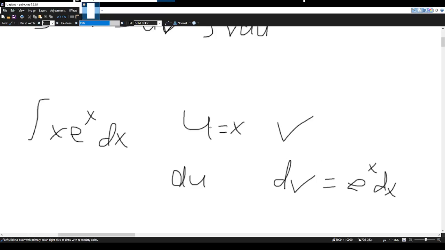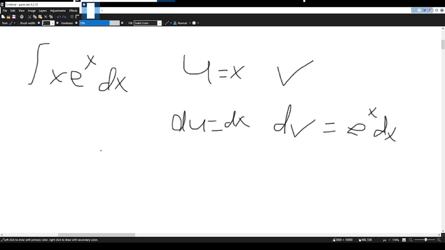Now, if we differentiate, this means that du is basically just 1, or if you want to look at it as being dx, because you're differentiating u in terms of x, this becomes basically dx, du.